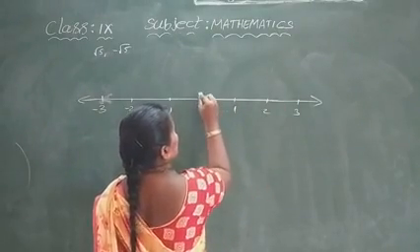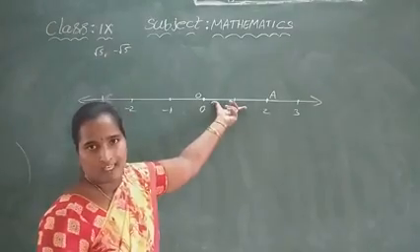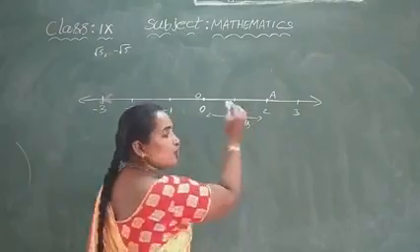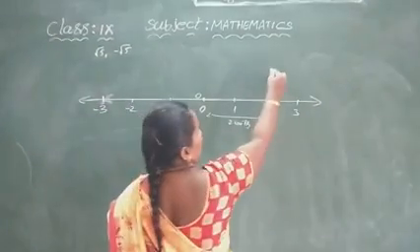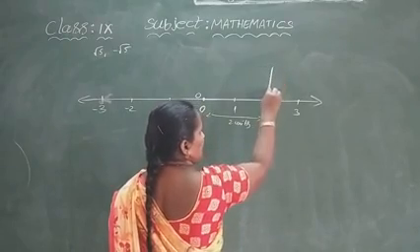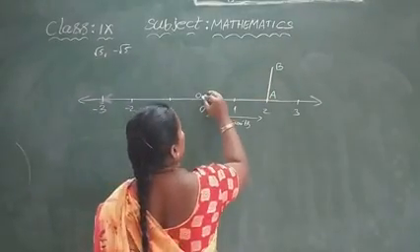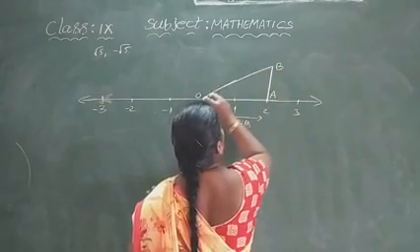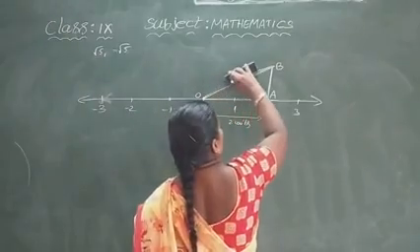So here you take this one is O and this is A. That means 2 units. That means root 4 value is 2. That's why here you take 2 value. Then you take perpendicular. AB perpendicular at B. This point is B. And join OB.